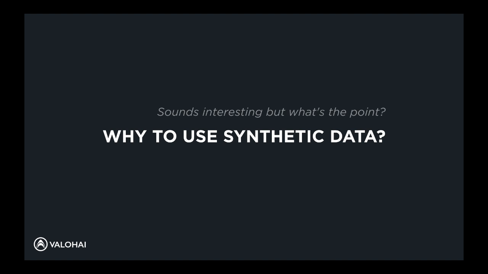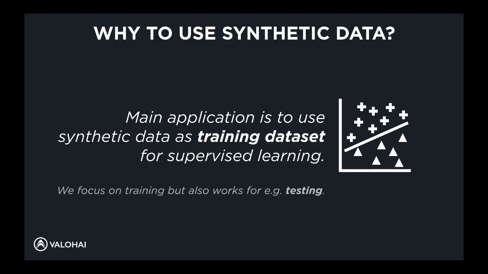But let's go to the next section about why we should be using it. The main application in a machine learning context, at least, is to generate the training dataset for supervised learning. Of course, you can use other kinds of learning also, like semi-supervised learning, but usually it's for fully supervised learning. We'll be focusing mostly on the training side of it, but you can also use it for testing, for validation, and stuff like that.